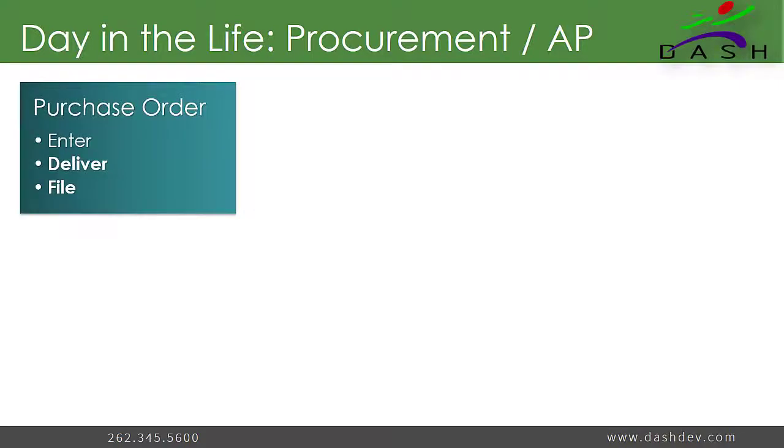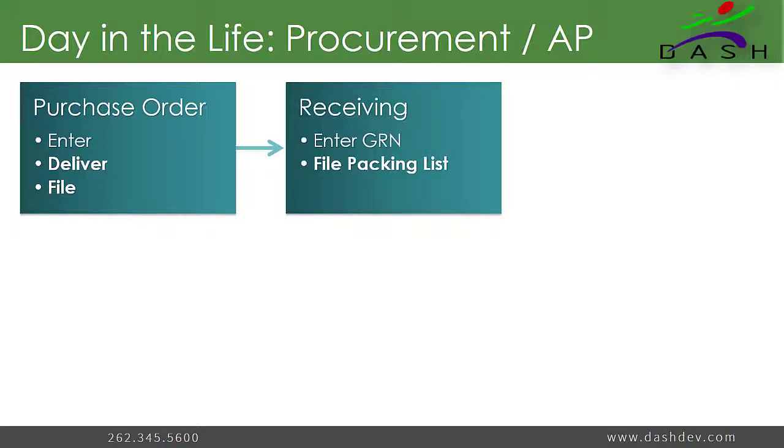On the purchase order, you enter your purchase order, but DDX can help you deliver it and file a copy for you. In the receiving area, you're going to enter your GRN as you normally do, but DDX can assist by filing a copy of the packing slip or the receiver so you can find it later.